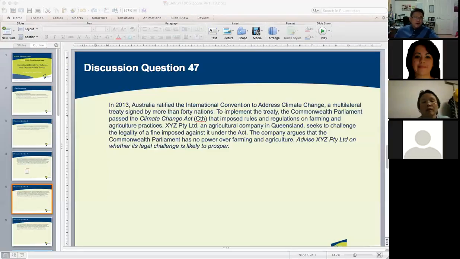So let's begin with that. Okay. Now, was that clear? My question really was, why would it now be valid? You have a law about climate change, and the legislation is affecting farming and agriculture, which obviously are exclusive subject matters belonging to the state parliaments. So that's my question there.